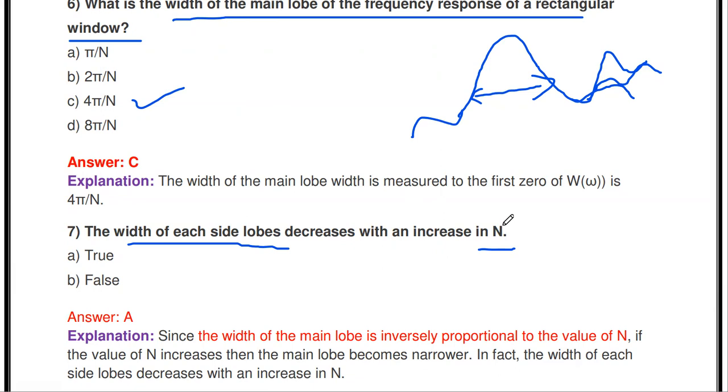If n value increases, the width of the side lobe also decreases. Each side lobe decreases. It's a correct answer. Similarly, if you are increasing n, the main lobe width also decreases. According to the formula, what is the width of the main lobe? 4 pi by n. If you are increasing the n value, the main lobe width decreases. So the width of each lobe decreases with an increase in n.